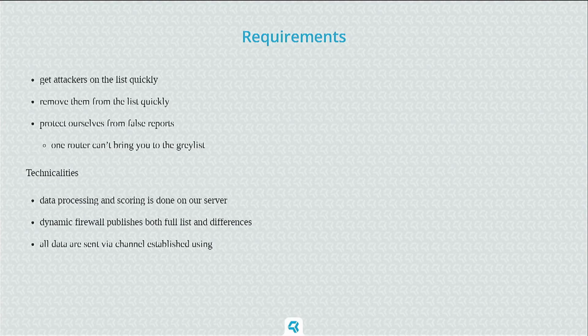So data processing is done on our server. Dynamic firewall publishes the full list of IP addresses and also the difference, because we actually have 2 channels on our dynamic firewall. When it starts, it listens for the full list of IP addresses and then it listens just for the difference, so we don't have to download everything all the time, and all the processing is done in real time.